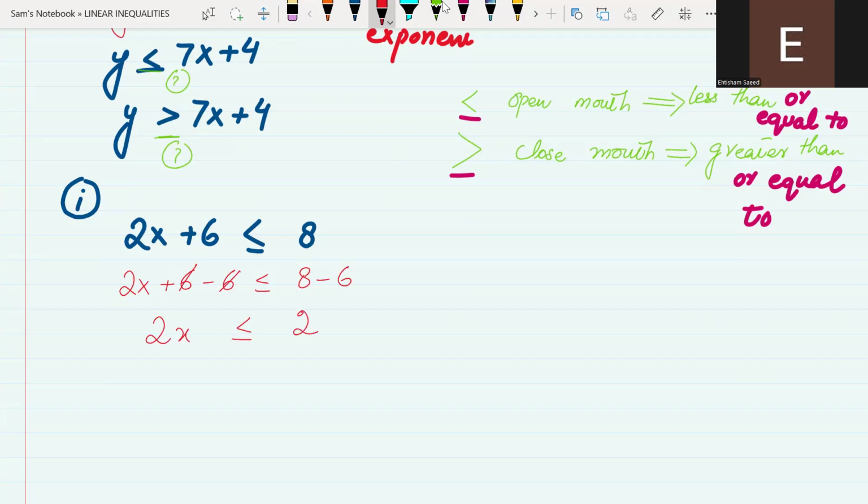And when we solve it, here 2 is still left. Here 2 is multiplied, so I will divide by 2 on both sides. If I divide it, it will be x is less than or equal to 1. X is less than or equal to 1. Got it?